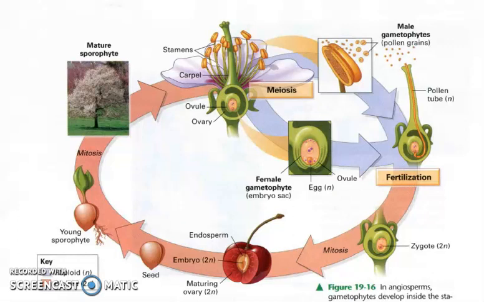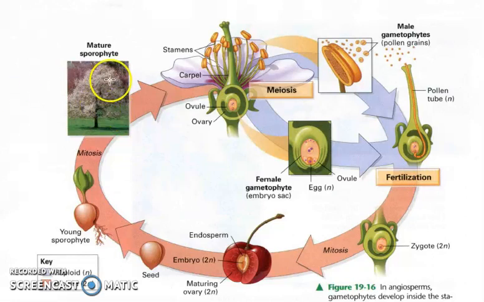Hello. Today I'd like to go over the basic life cycle of angiosperms. These would be anything that you would see out in nature that has a flower. All the fruits, vegetables, things like that. This is the basic life cycle of what they go through. It won't look exactly like this, but it's going to be very similar to anything with a flower.